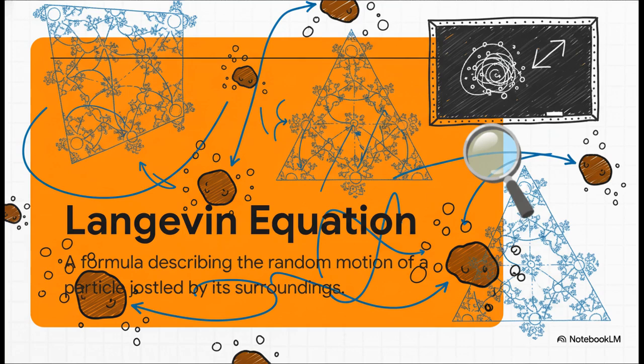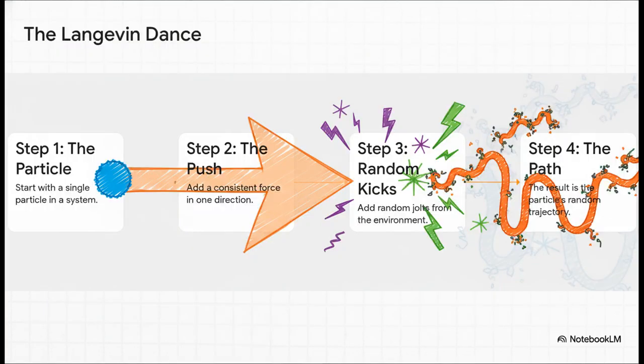You've probably heard of the classic example, Brownian motion. It's that random zigzagging dance of a speck of pollen in a drop of water, getting bumped around by trillions of invisible water molecules. The Langevin equation is basically the math that describes that dance. Conceptually, it's actually pretty simple when you break it down.